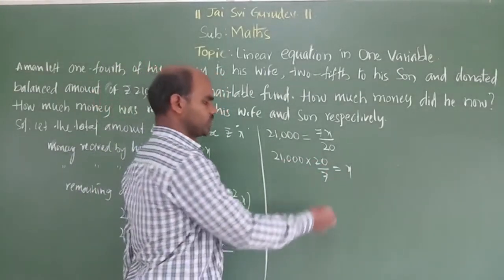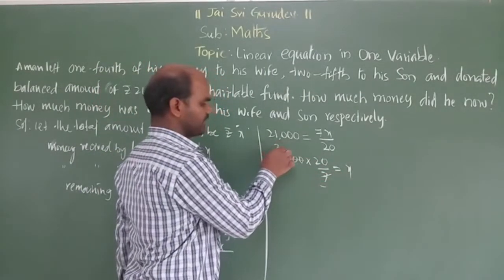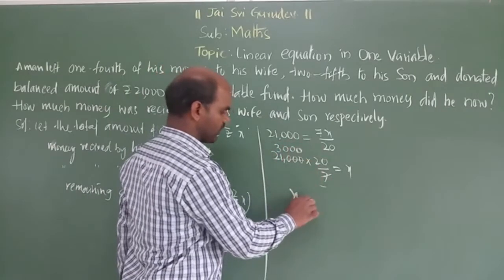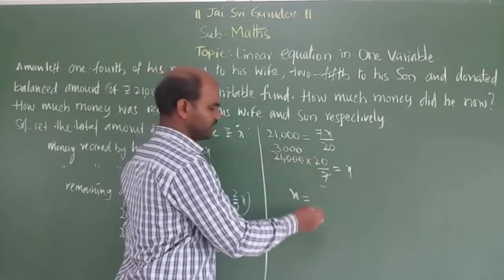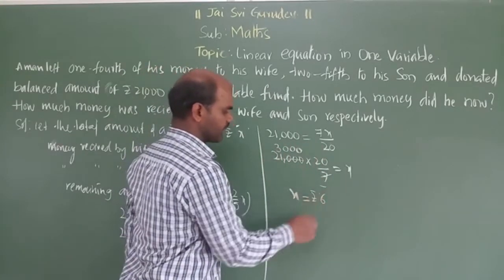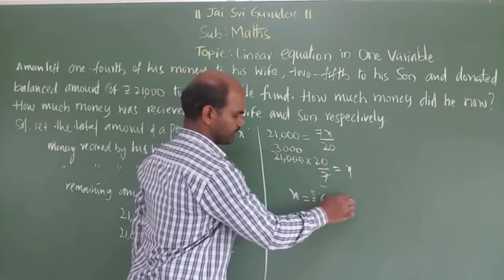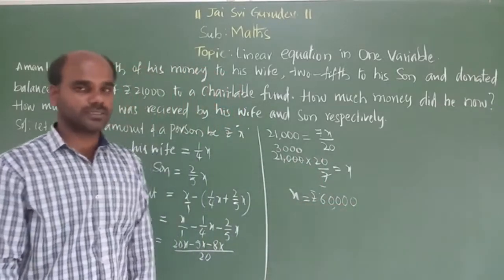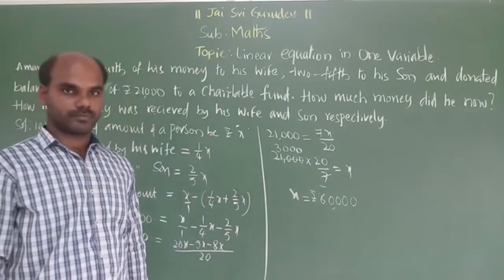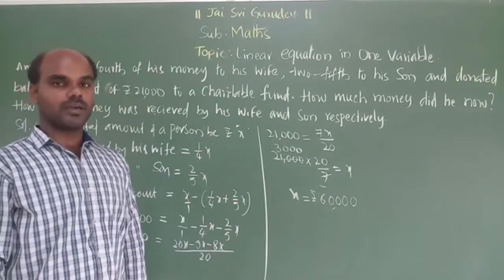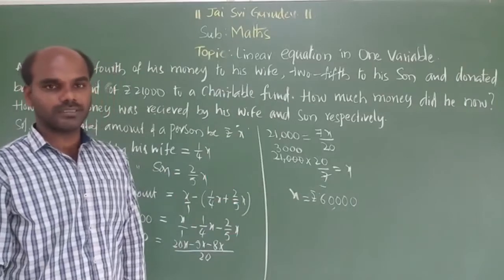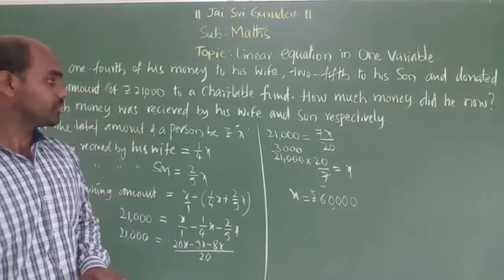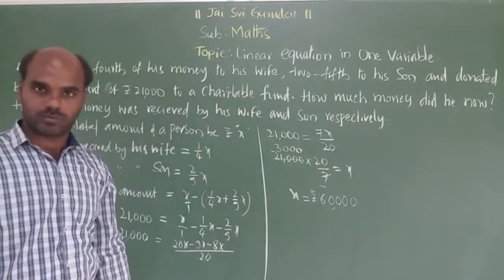Understand? 7 threes are 21, and there are 3 zeros. So x is equal to 3 into 20, that is 60, with 3 zeros. The total amount of the person is 60,000 rupees. So that 60,000 rupees is shared like this.